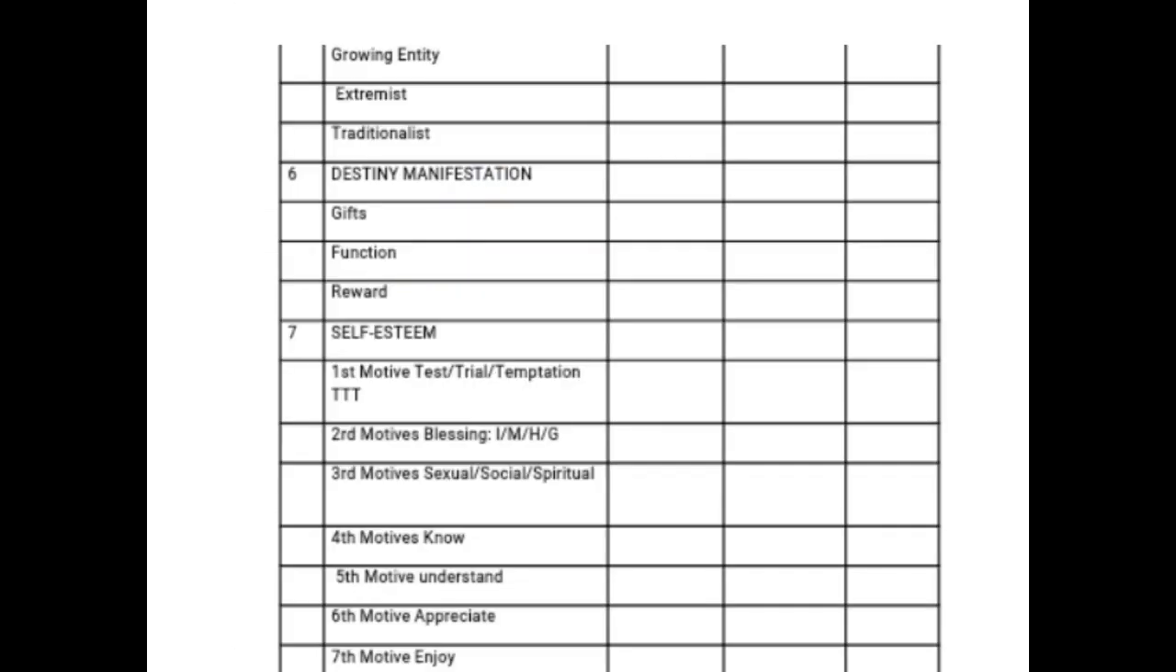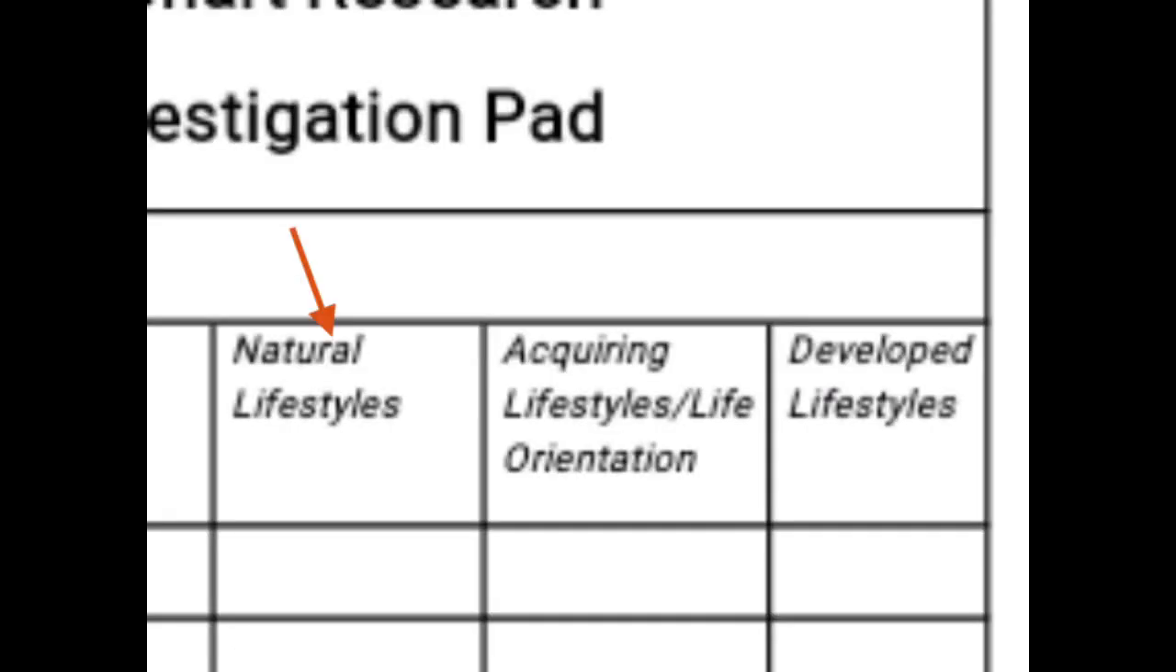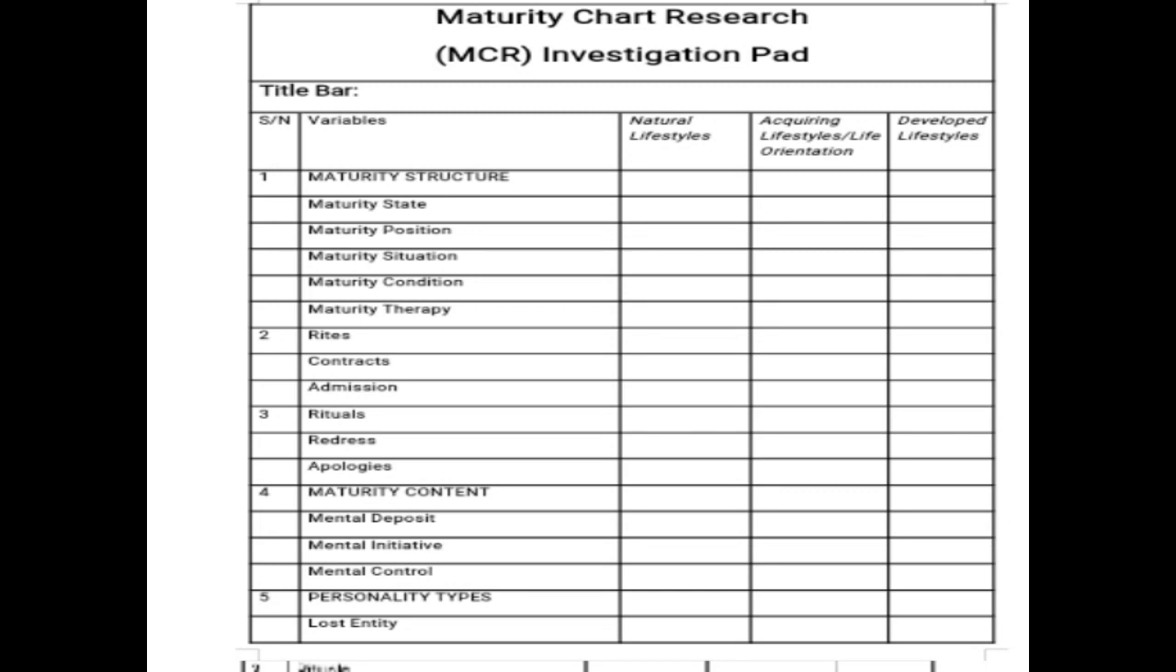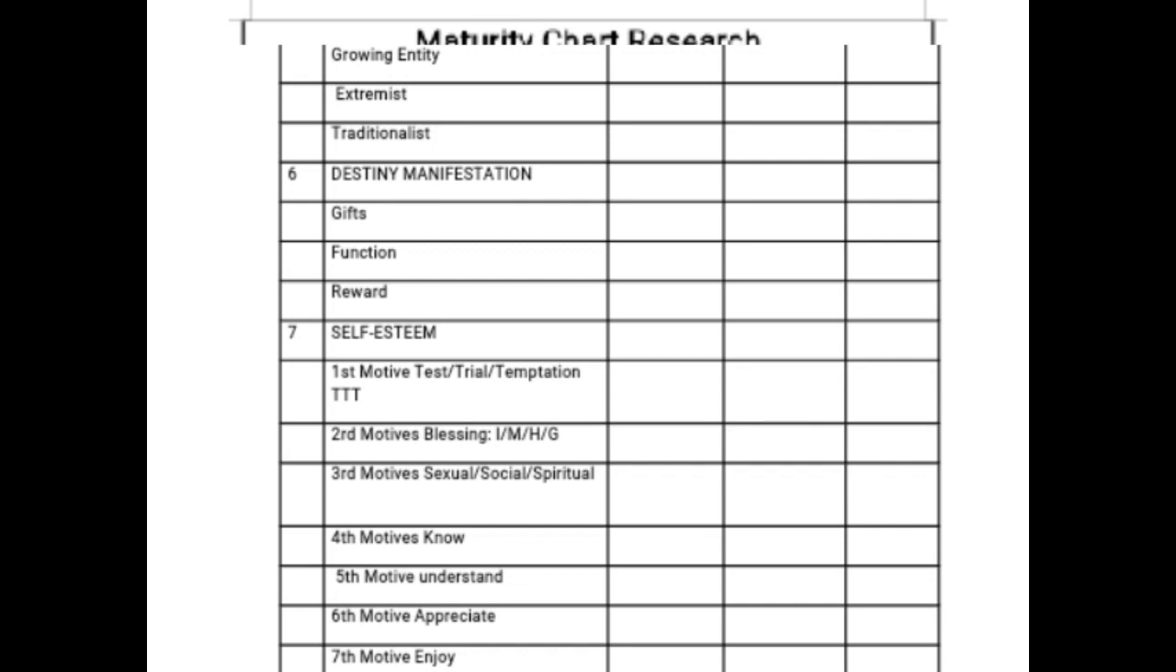We equally have the remaining part here. So we have natural lifestyle, acquired lifestyle, and developed lifestyle. Of course, you're going to see both features here, both features here, both features here. And it goes on to the other part of the investigation pad.